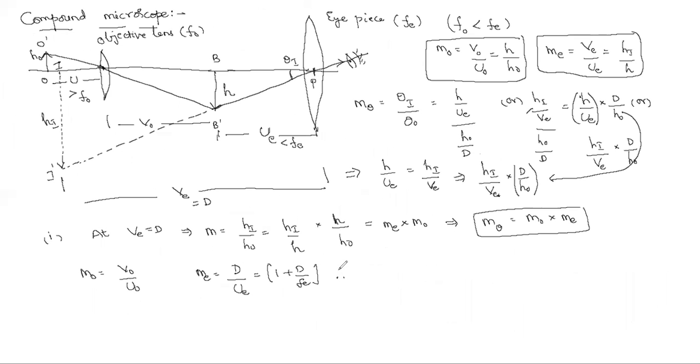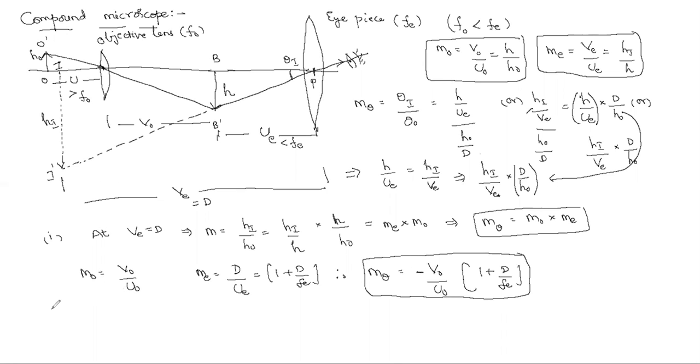Therefore, the magnification is equal to v naught by u naught, this is M_O, into M_E, 1 plus D by f_E. Am I right? Final image is inverted or erect? Inverted, so here I put a minus sign. This is the magnification. Is it clear?